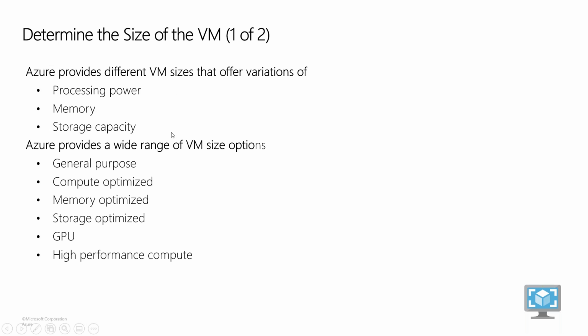We have to decide. And how they are categorized is: general purpose, compute optimized, memory optimized, storage optimized, GPU, and high performance compute. So this is the categorization that Azure has come up with.